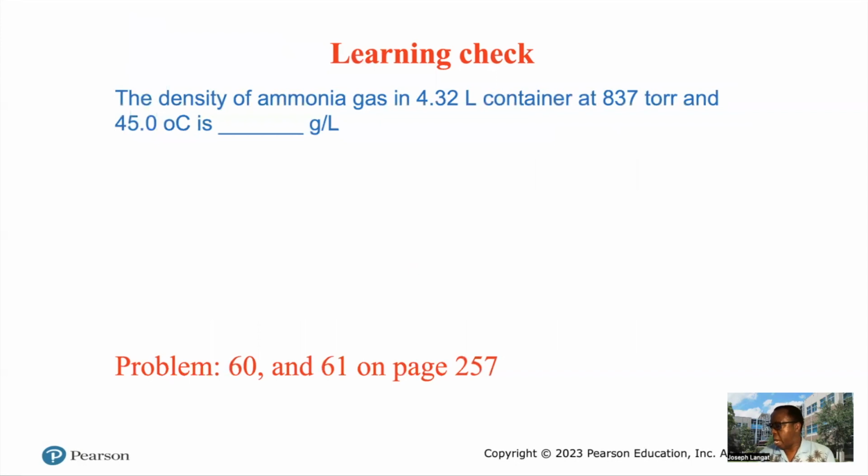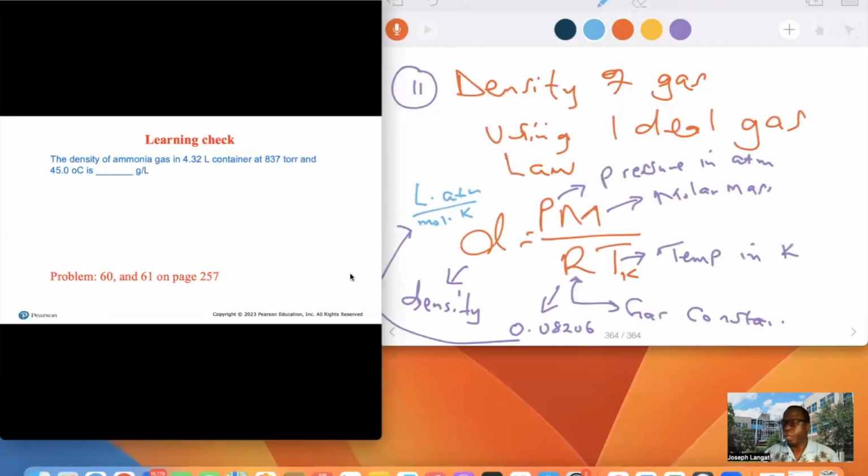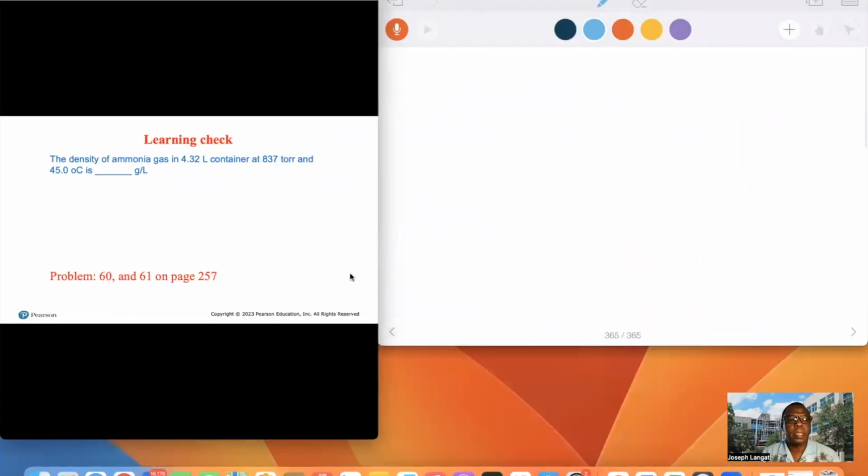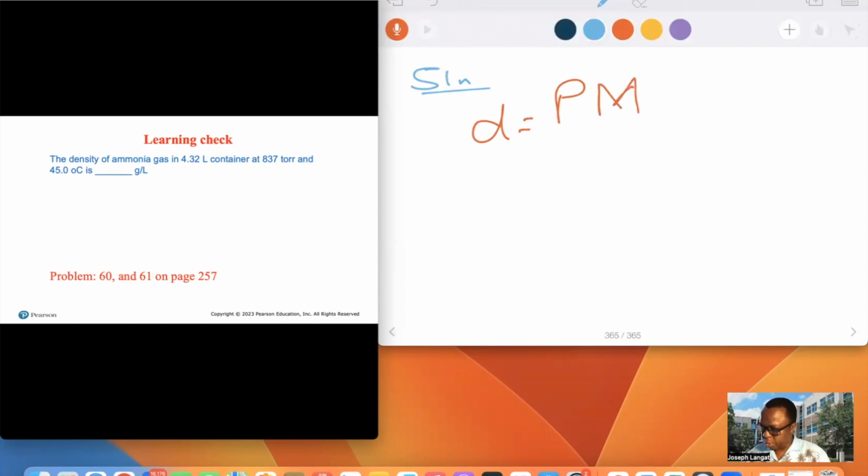Let's see, learning check. Let me minimize this. This will be our whiteboard on the right side. Find the density of ammonia in a 4.2 liter container at 837 torr and 45.0 degrees Celsius, in grams per liter. At the outset, solution: density equals pressure times molar mass over R times T.